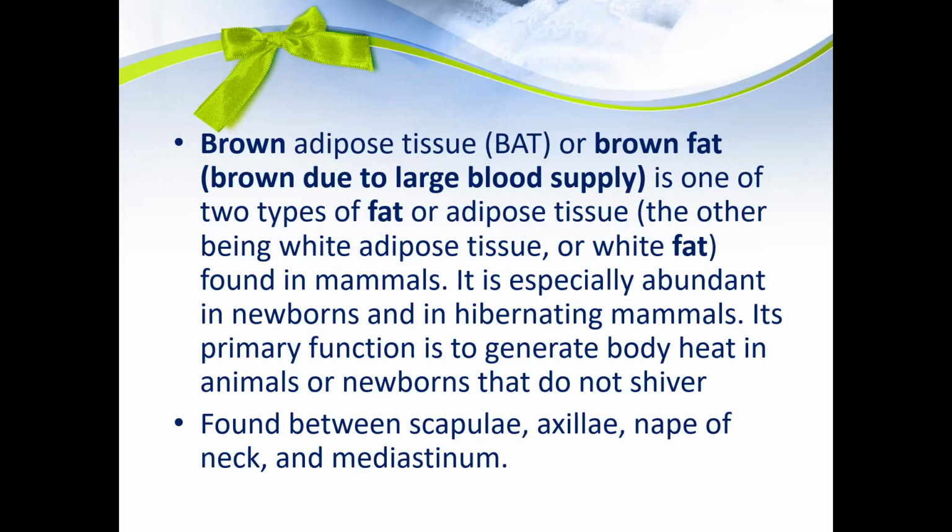So this brown adipose fat, or the brown fat, is due to a large blood supply. All right, one of two types of fat or adipose tissue. The other one being white adipose tissue or white fat, which is found in mammals. It's really abundant in newborns and in hibernating mammals, and its primary function is to help generate body heat in animals or newborns that don't have that ability to shiver. It's found between the scapula, the axilla, the nape of the neck, and the mediastinum. Really, they could check for this before the baby's born.